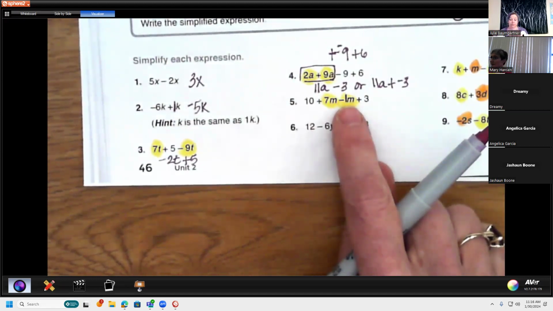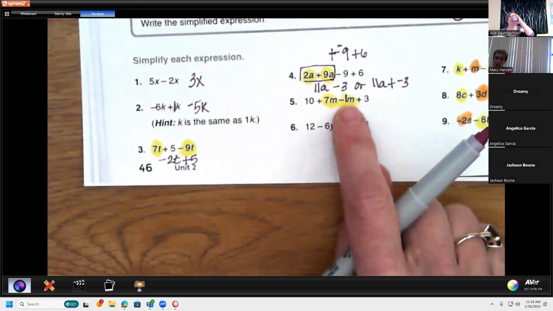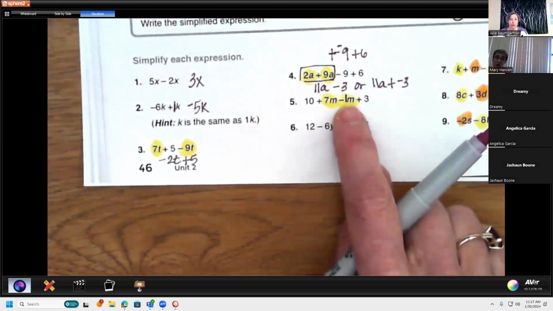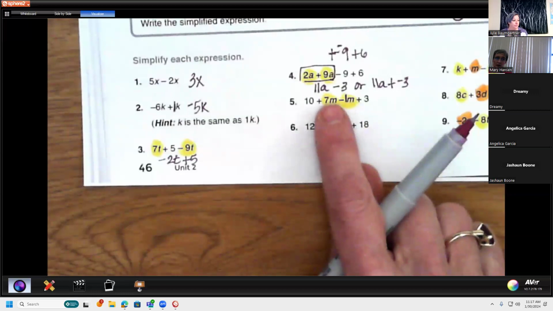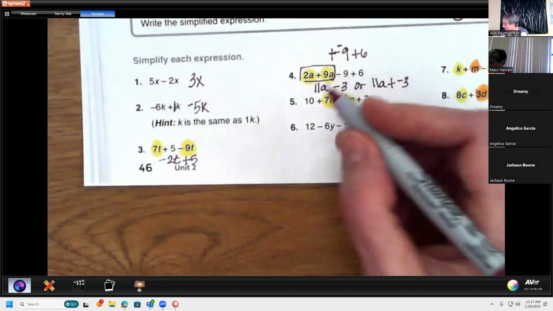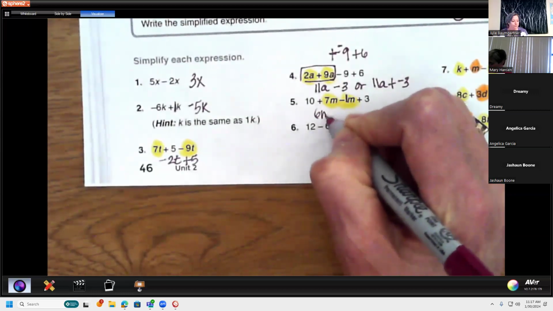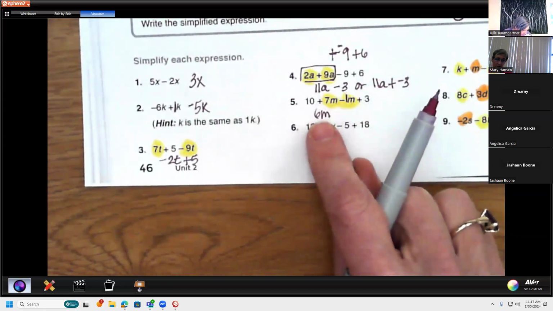Okay, that's like having, if I say I have an apple for my lunch, I didn't tell you 1, but you know it's 1 because I said I have an apple and it's understood to be 1. And if I have an M, it's understood to be 1M. So this is 7M, subtract 1M, and 7 minus 1 is 6M left.